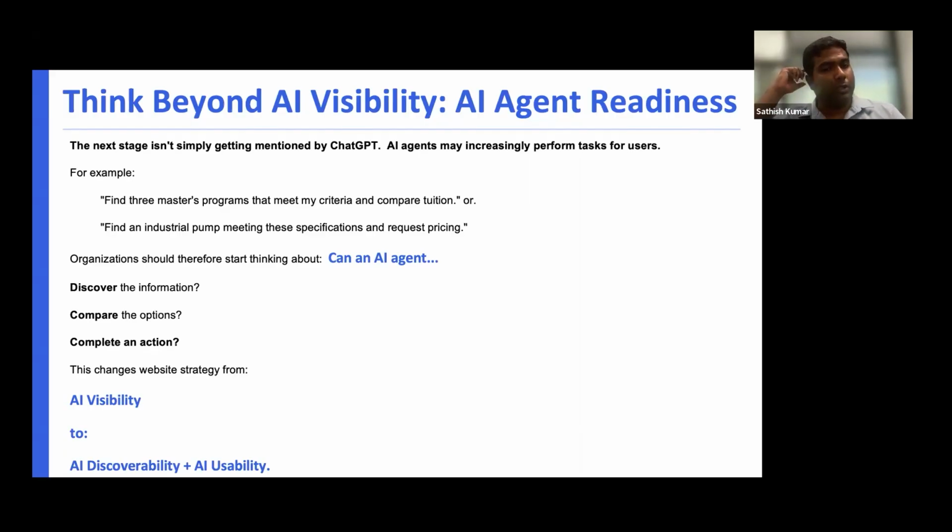So that's how the future is going to be. Today it is AI visibility, but the future is not too far: AI discoverability plus AI usability. Is your site AI usable? Can AI agents take action on your site? That's how the future is going to be, so think along those lines. Right now it's not happening, but that future is not too far.